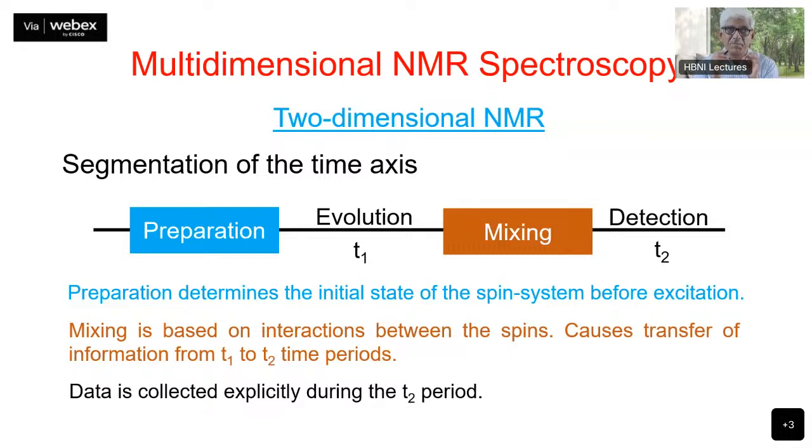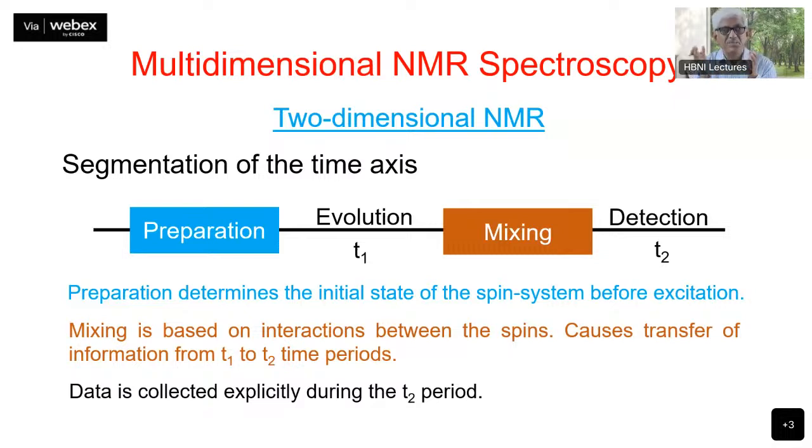Excitation is by the 90-degree pulse or whatever pulse you apply. When you are actually detecting it, there is no perturbation. It is a free precession. That's why this FID is called the free induction decay. There is no perturbation, and you collect the signal as the spins are precessing without any perturbation. That's why it's called free precession.